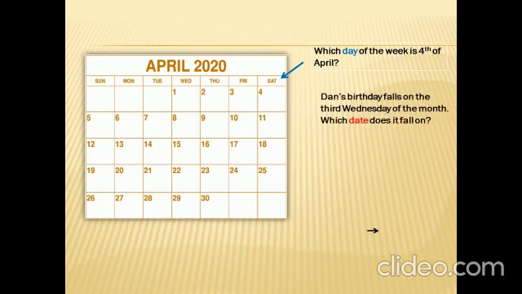Dan's birthday falls on the third Wednesday. Which date does it fall on? Here, your answer should be the date. In the first row, you get first week of Wednesday. In the second row, second week of Wednesday. There you find the third week of Wednesday in the third row. So, what's the date? It's 15th of April.